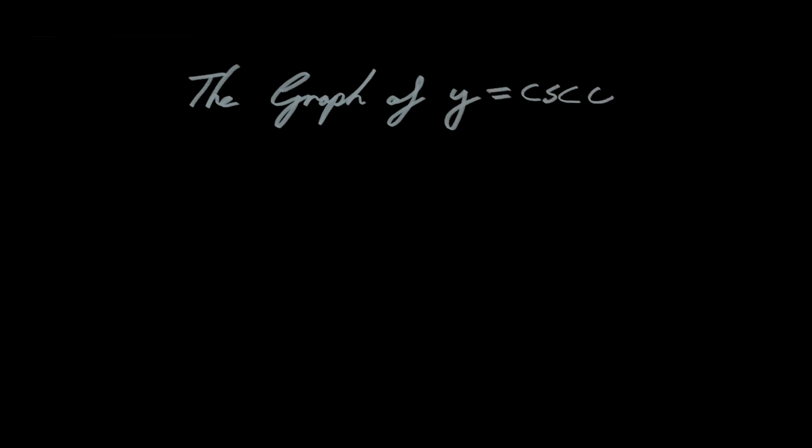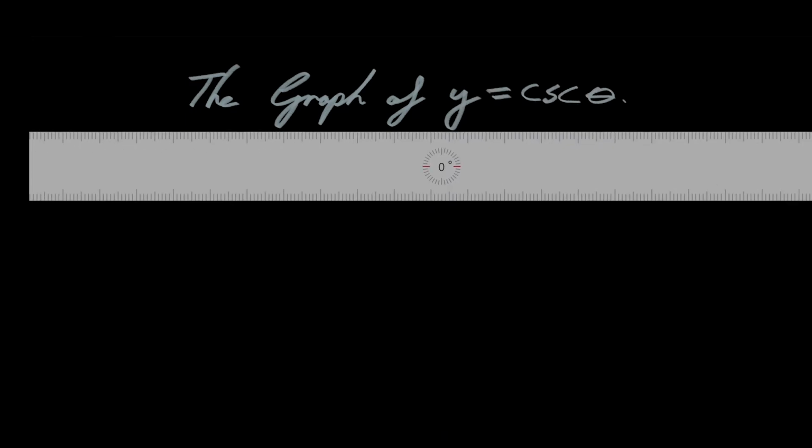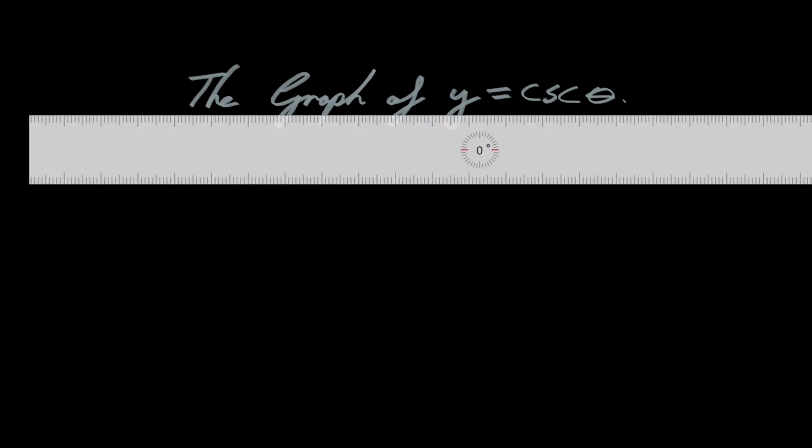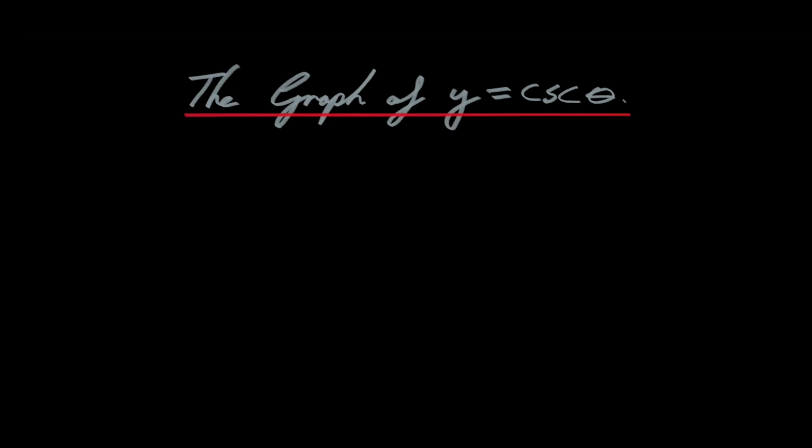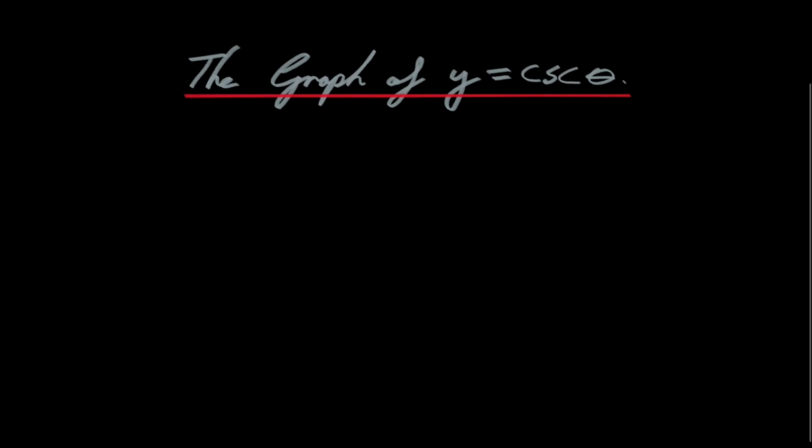In this video, I will discuss the graph of one of our reciprocal trigonometric functions. This one will be y equals the cosecant of theta. In the previous video, I introduced the reciprocal trigonometric functions cosecant, secant, and cotangent. In this video, I'm graphing y equals cosecant of theta.